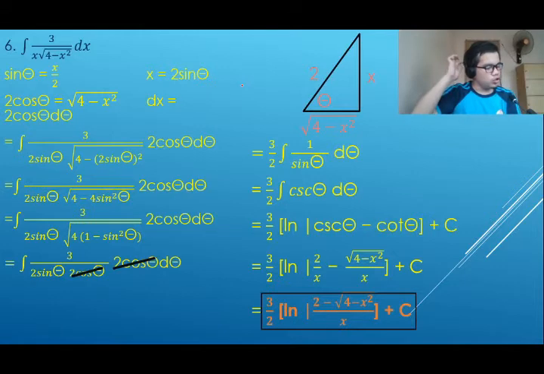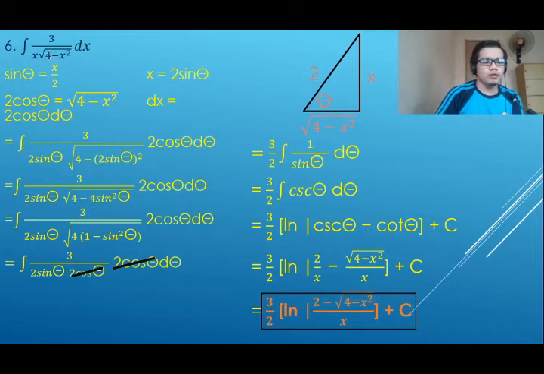Now this will be my solution, but let us discuss this further in detail. Remember, there is also a rule of integration, a method used when we see a square root of a squared minus u squared. Use the formula sine theta equals u over a. That's why I use sine theta here, and its opposite is cosine theta.